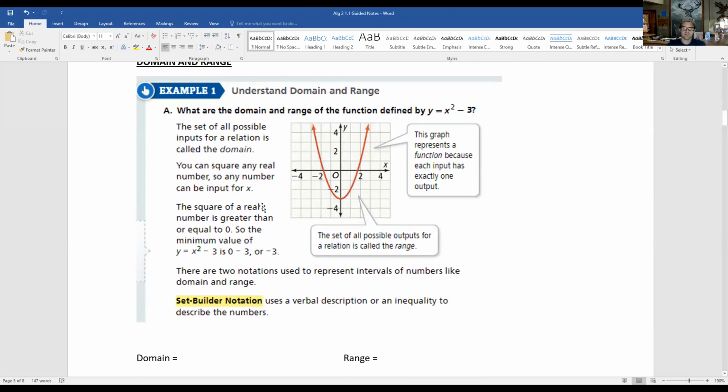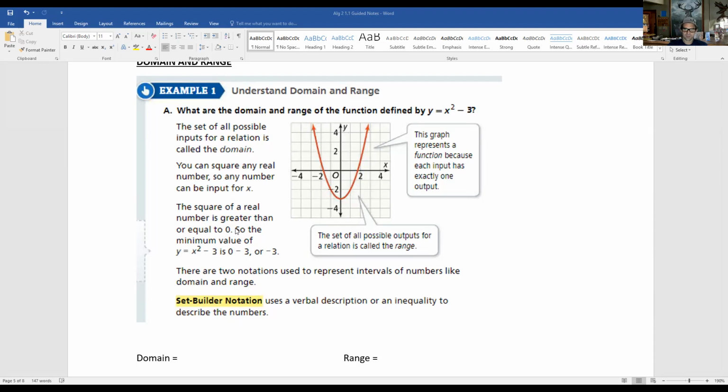First off, we have a couple of vocab words here. The set of possible inputs for the relationship is the domain. We might want to make a note here. Domain is the x values. Spell them correctly. You can square any real number, so there's no number we wouldn't be able to put in here. So there we go. It will work.